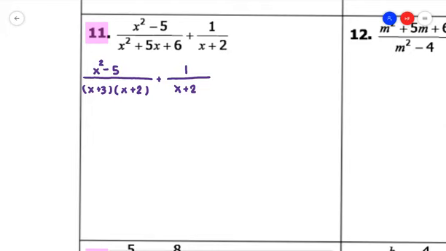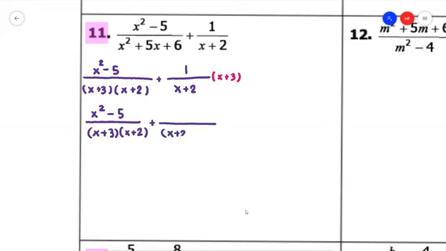I see that one of them has x plus 3 and x plus 2, and the other only has x plus 3. So I'm going to multiply the second fraction times x plus 3. The first fraction doesn't need it because it already has both of those in its denominator. So I get x squared minus 5, x plus 3, x plus 2, plus x plus 2, x plus 3, and then on top we would have x plus 3.